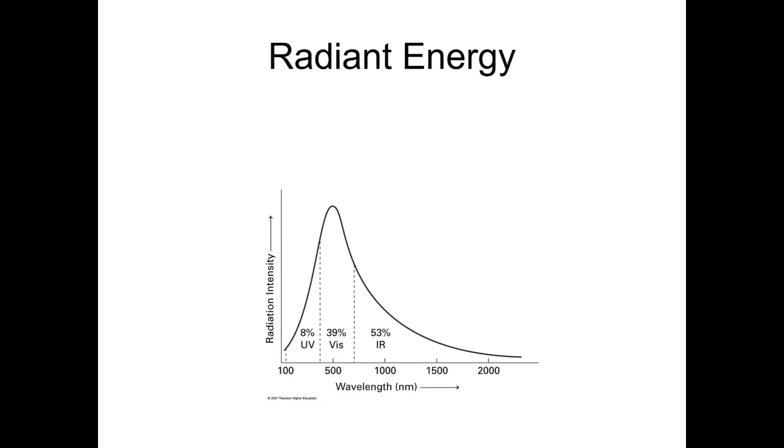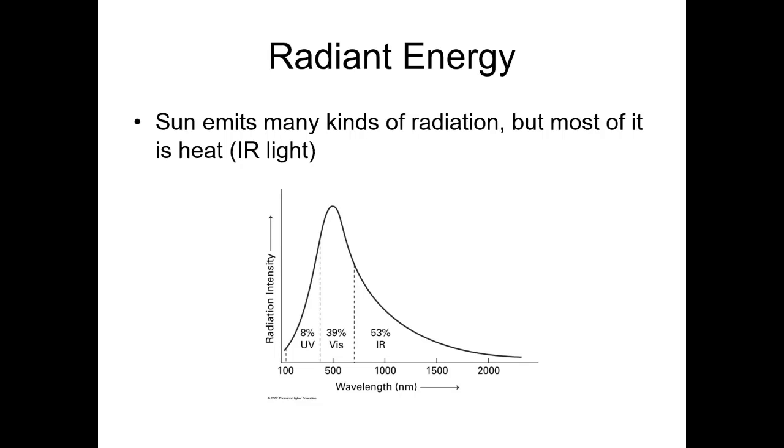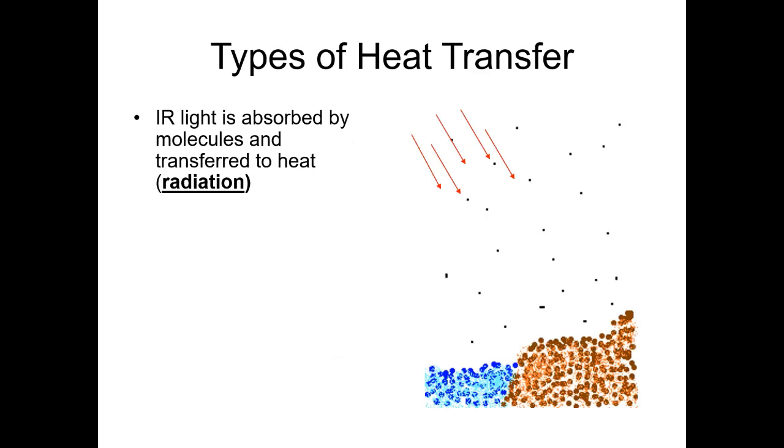Visible light isn't a high percentage, but it is the strongest radiation. Okay, and then the highest percentage is the infrared light. So the sun emits many kinds of radiation, but most of it is heat or infrared light. Okay, so we also want to talk about how heat can be transferred. So we've got these red lines here representing solar energy coming down from the sun. And so this is our first type of heat transfer called radiation.